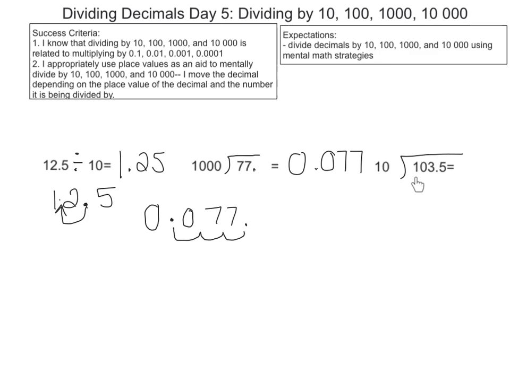So our next question, 103.5 divided by 10. We know our decimal place is between the 3 and the 5, but we're dividing by 10, meaning that we have to move the decimal place once because we have 1 zero. So our decimal place will be moved right in between the 0 and the 3. So our answer is 10.35.